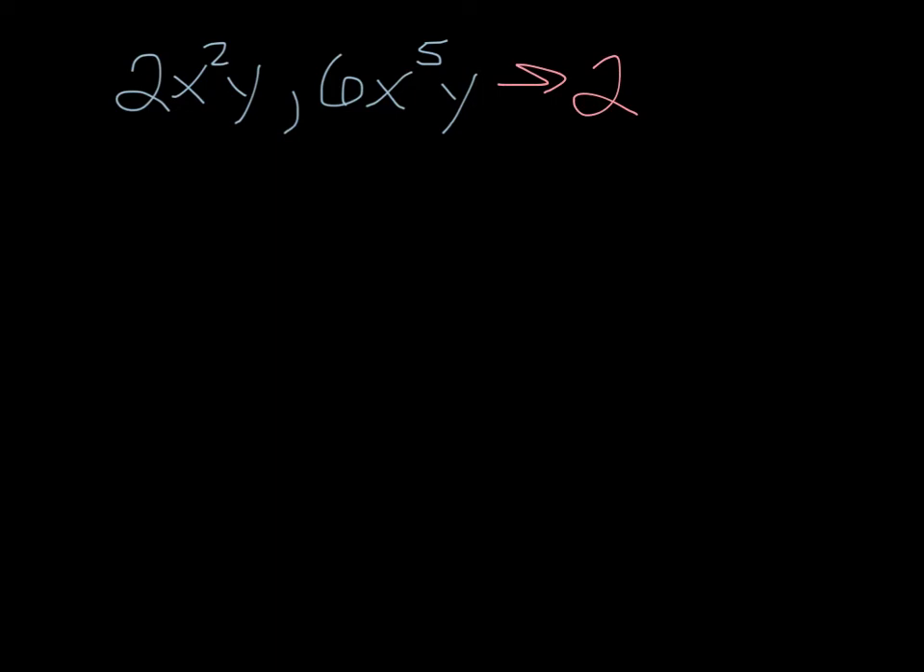Okay, what's the biggest amount of x's that we can divide into both of these? Okay, so there's only 2 x's here. There's 5 here, but the biggest thing that we can take out of both of them, or divide into both of them, however you want to think about it, would be an x squared, because you can only take out as many as each of them have. Now they both have one y, so we can also take out a y.